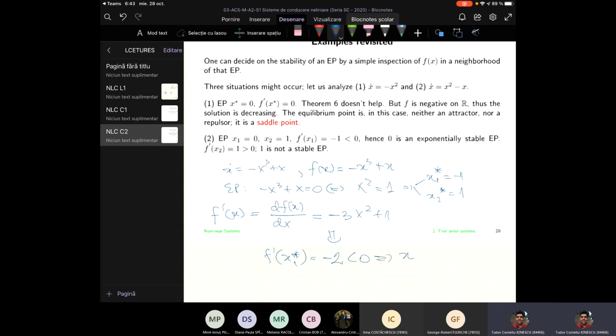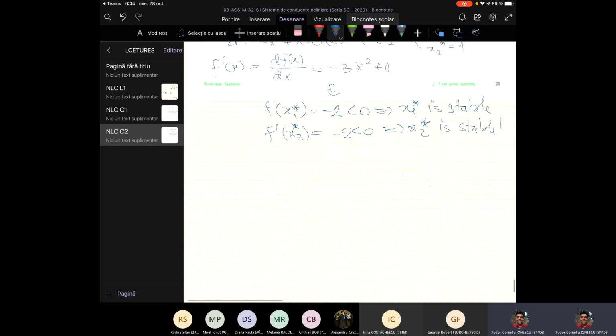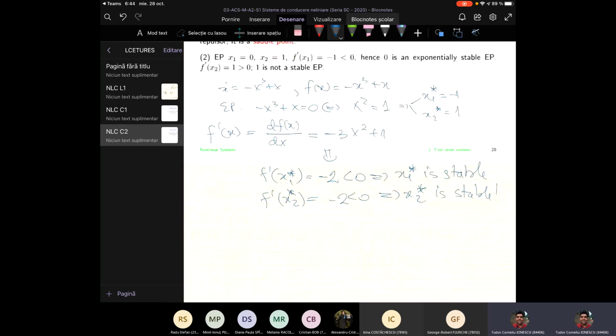So that means x1 star is stable in the exponential sense. And f prime of x2 star is also minus 2. So that means x2 star is also stable.